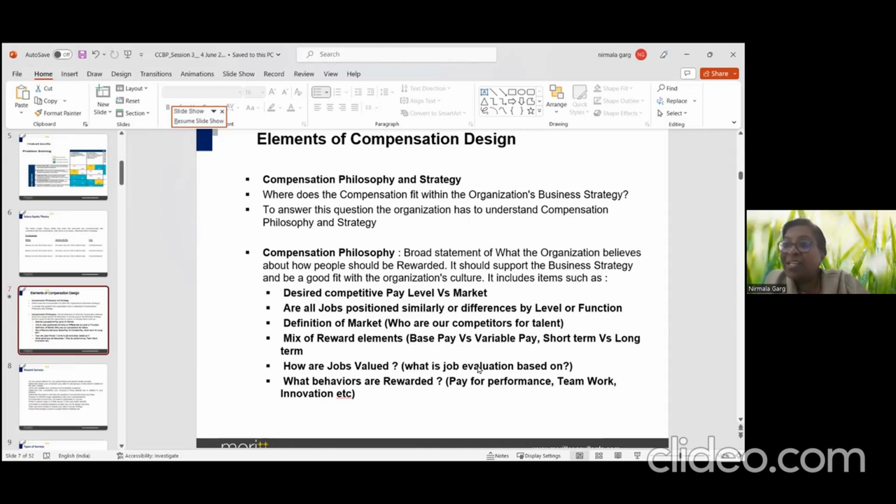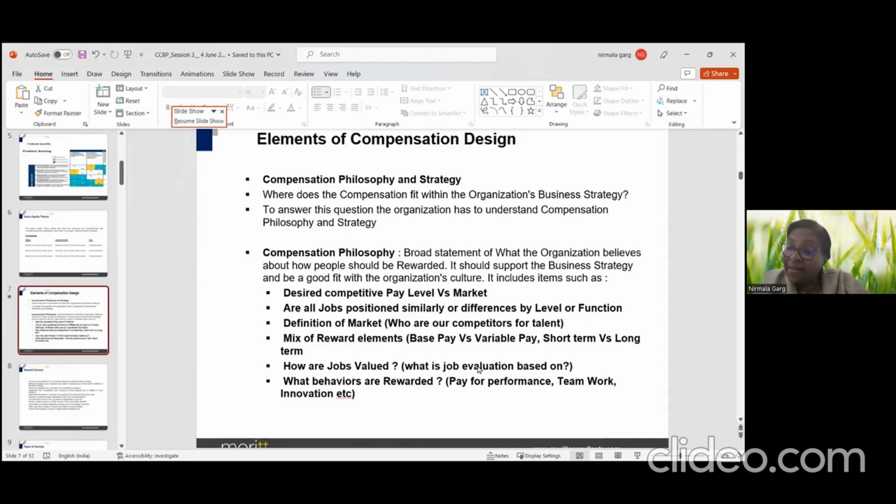Got it? So what does it mean? It helps you to be competitive. What is competitiveness? Only when you know what your competitor is paying, right? Because unless you know what and where exactly you want to pay, only then are you able to decide on a compensation strategy. So that is what is called compensation strategy.